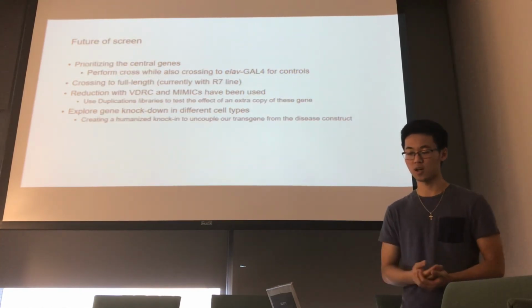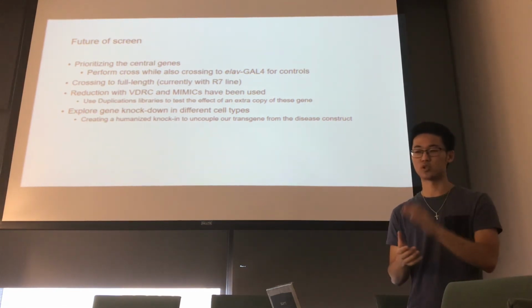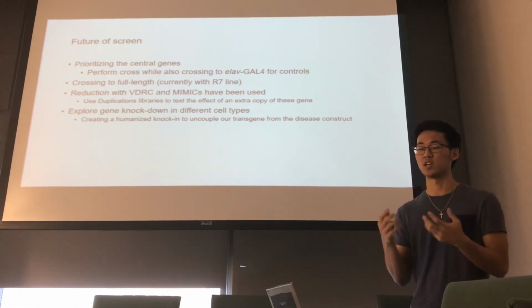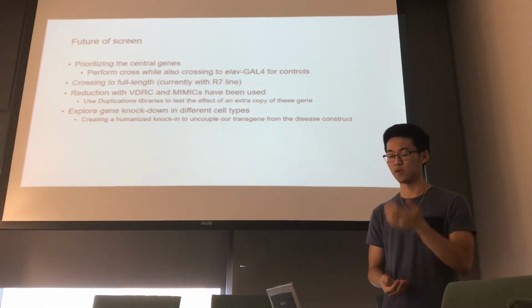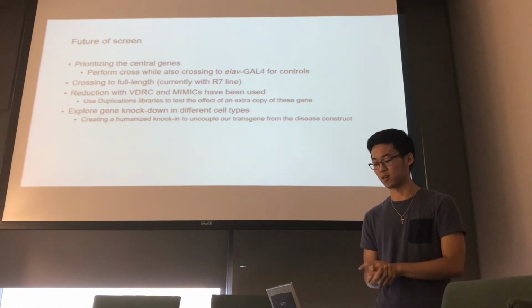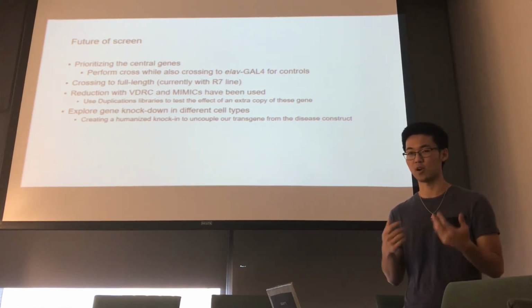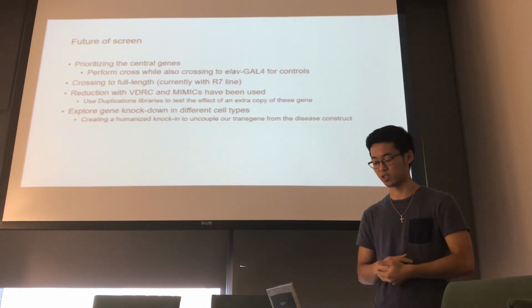Looking forward, we will continue the screen, giving priority to the central genes, which are genes that have a lot of connections in the protein-protein interaction map. We also cross these genes with the full-length model of Huntington's, which is a different model of Huntington's that we use in the lab, and we will test different alleles of the gene to get a broader picture of the role of these genes within the pathogenesis.